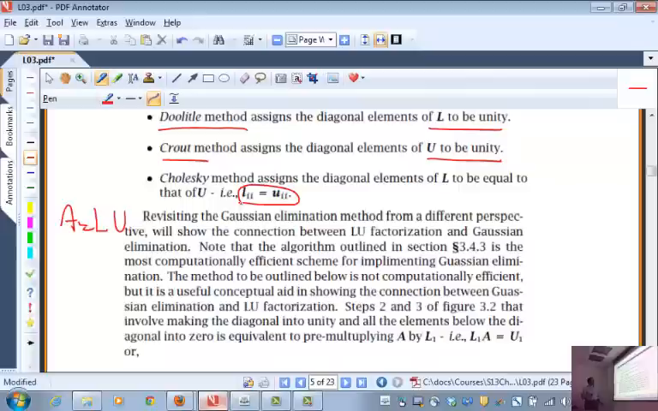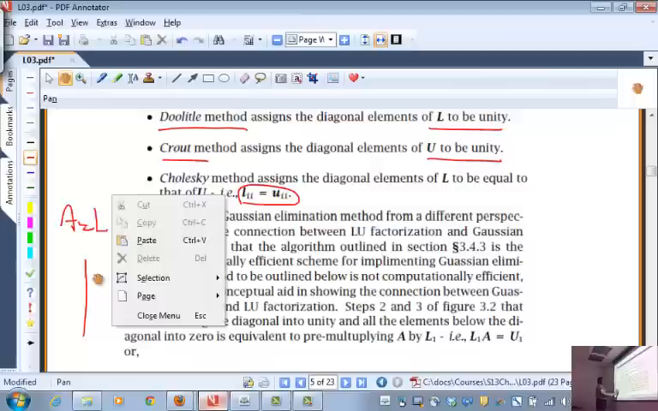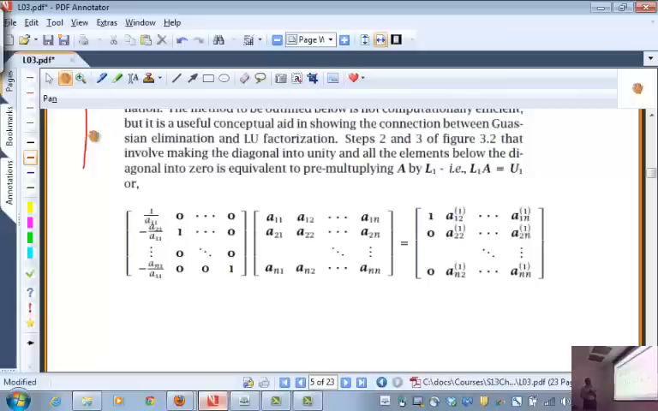But before we go and do that, I wanted to point out the relationship between Gaussian elimination and LU factorization. So I'm given A and B. I have AX equal to B, so I'm given the matrix A and the right-hand side B. If I take that matrix A and pre-multiply it by a matrix called L1, L1 is structured in a particular way.